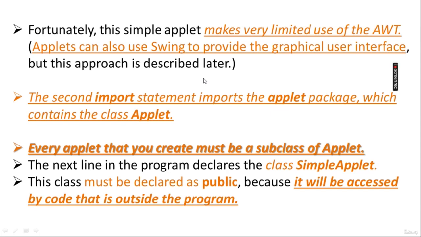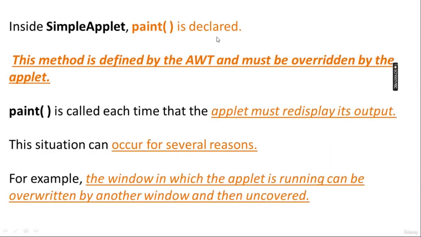The next line is the class SimpleApplet extends Applet. This class must be declared as public because it will be accessed worldwide by code that is outside of the program. Inside SimpleApplet, paint is declared. This method is defined by the AWT. It is a must method. It must be overridden by the applet.